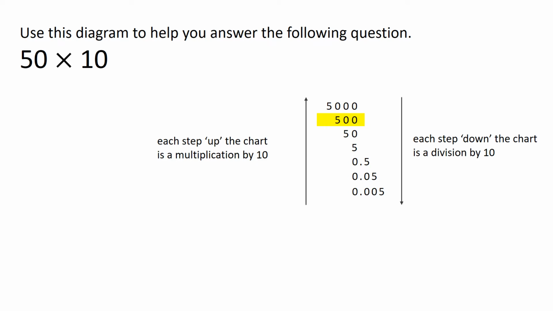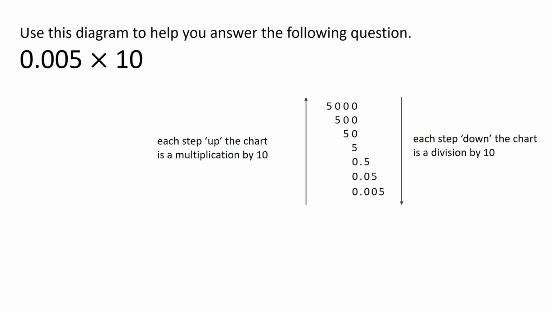Lots of young people could do that calculation, of course, without the use of the chart, which is fine. But we would encourage it to be talked about and talked through and to be part of explanations. 500 times 10, again, we're going up the chart one step, so that would be 5,000.